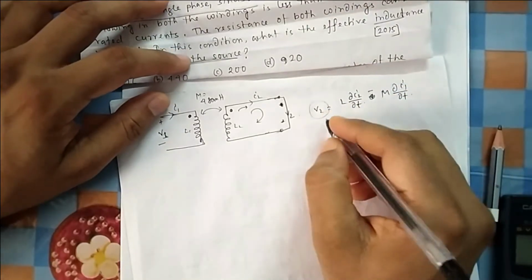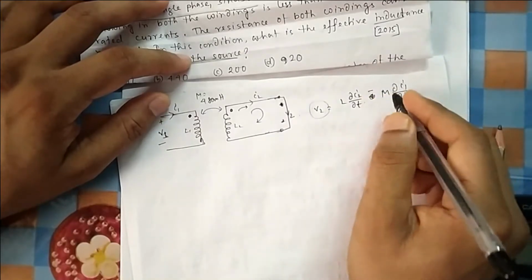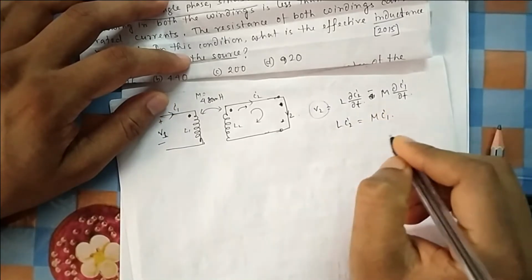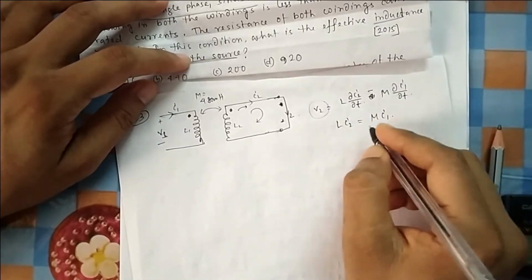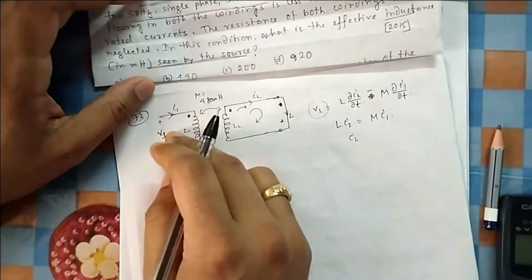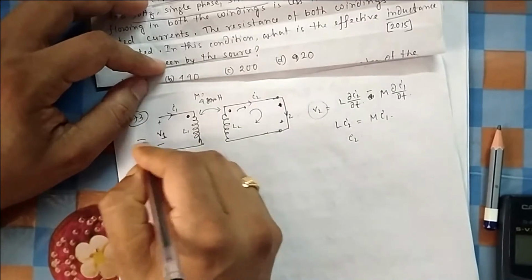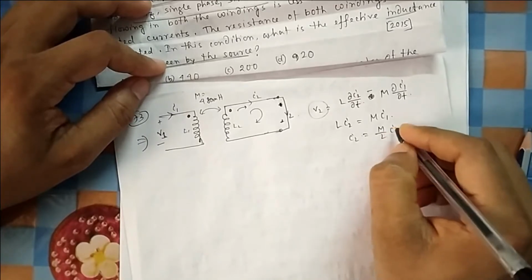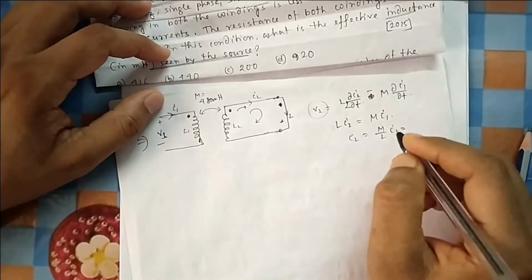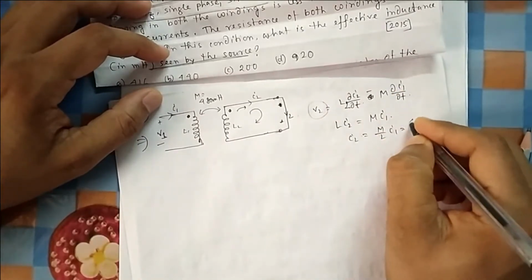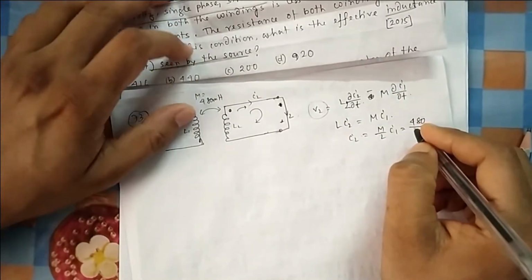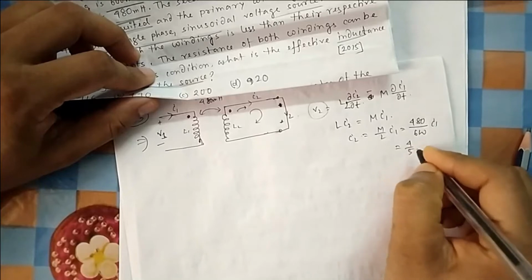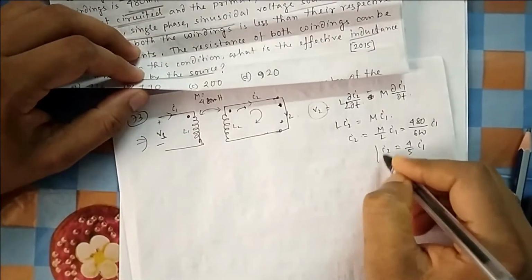So here V2 is 0. If you put 0, dt will cancel. If you integrate, then simply L2 i2 will be equal to M i1. So then you will find a relation between L2 and I2, because everything should be referred to the primary. We want to see from this source, from this side. So if you calculate I2, it will be M by L2 times I1. Now what is M? M is 480, and L2 is the secondary winding, 600, times I1. So it is 4 by 5 I1. So I got this from this side's KVL.